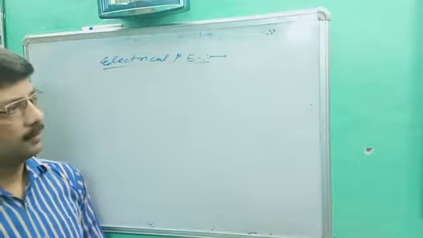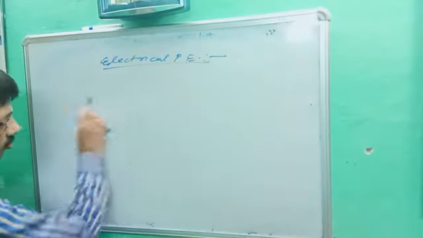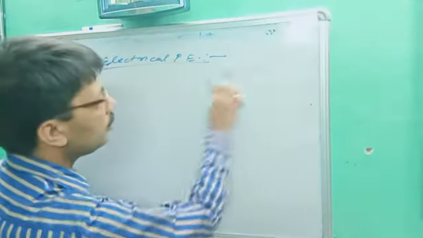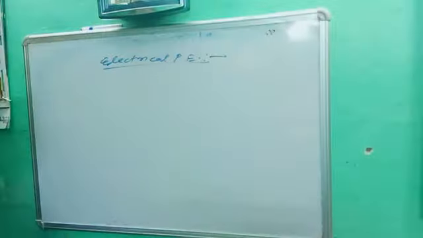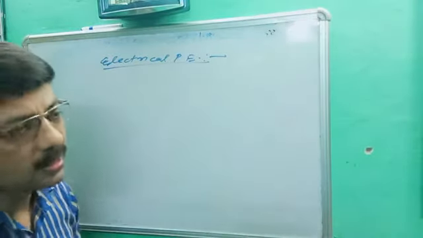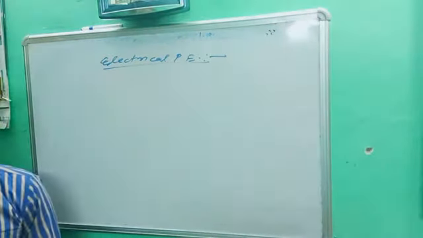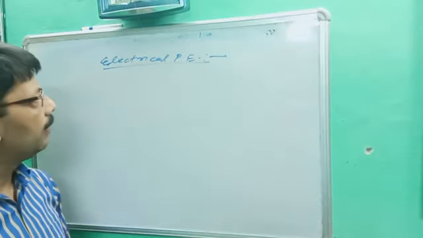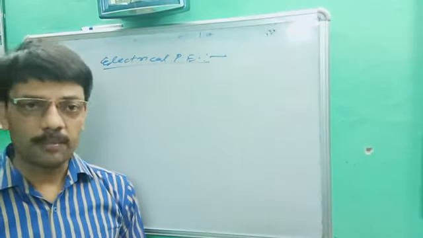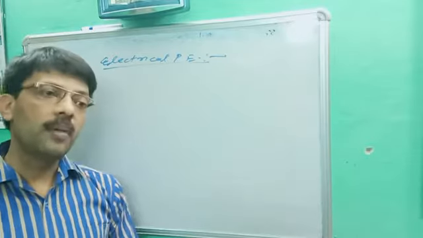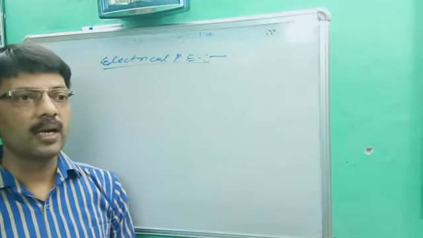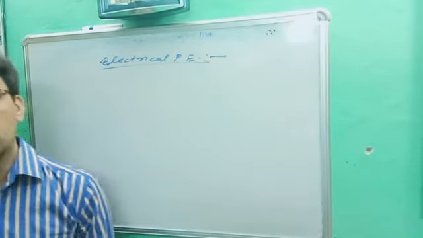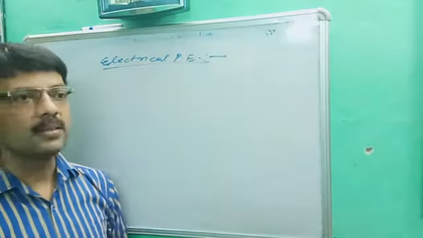into their location. Bringing the charge from infinite into their location is called electrical potential energy. It is the work done to assemble the charge from infinite. Every time we bring the charge from infinite into their location, it is called electrical potential energy.